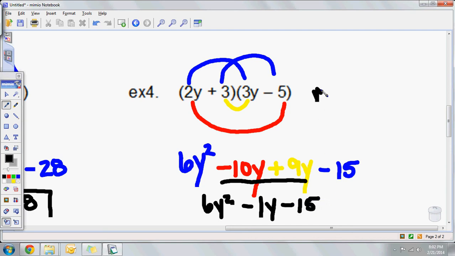So when you FOIL, you're multiplying. When you're combining like terms, you're adding or subtracting depending on what you're given. Okay, so 2 different things.